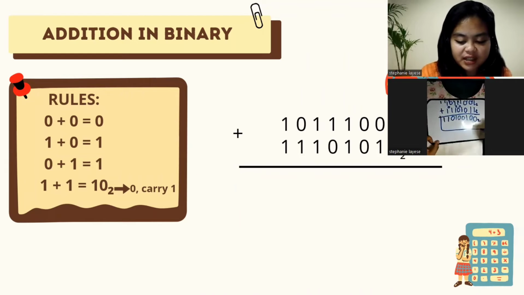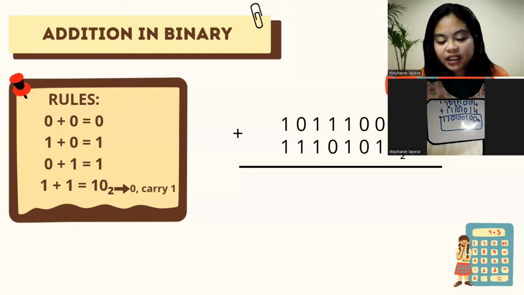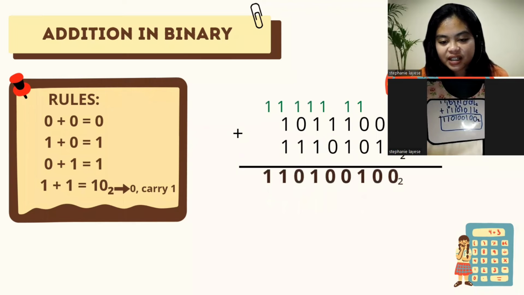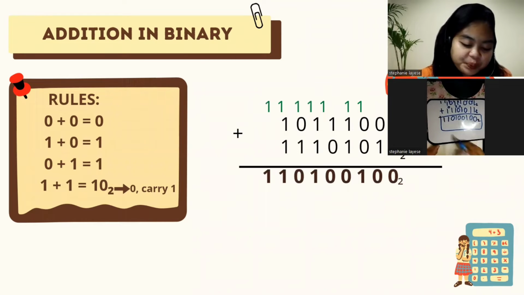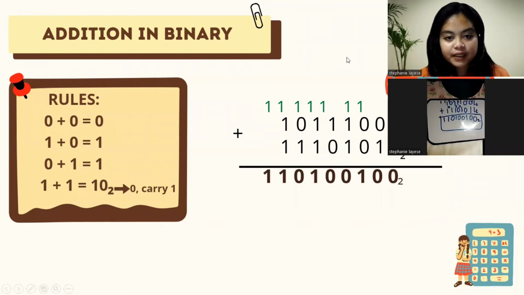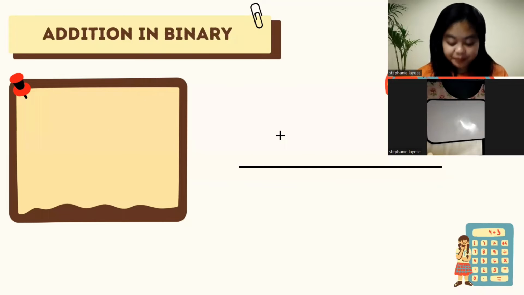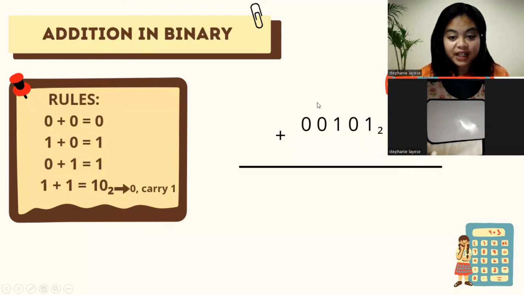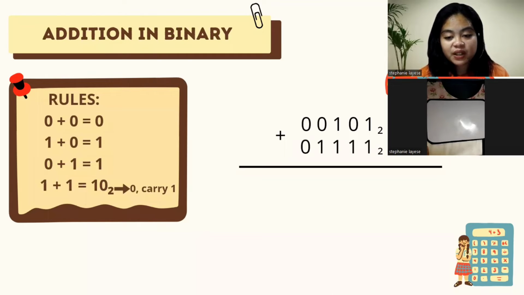Now we will get this answer. And let's check here if we got the correct answer. And yes, it is. We got 110100100 subscript of 2. And now let's have another example. We got 00101 plus 01111, subscript of 2.